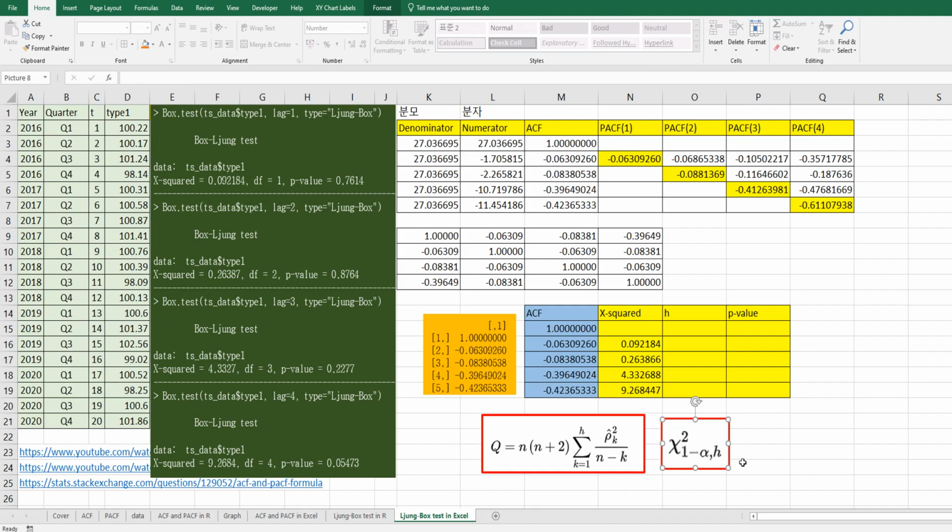So this is a chi-square value. The degrees of freedom is from the lag information. So the p-value can be calculated by 1 minus CHISQ.DIST of X from this Q value, comma, degrees of freedom, comma, TRUE. Okay. Right. So 0.7614, 0.8764, right, see. So again, considering a 5% significance level, we can say that there's no clear evidence to reject the null hypothesis. So it means that the data are independently distributed from the Ljung Box test.